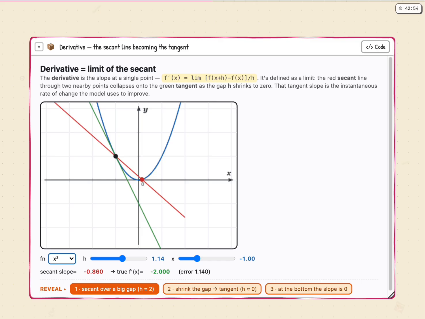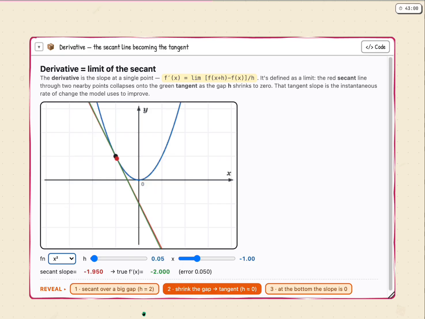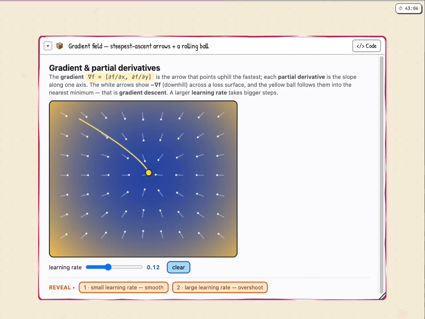A derivative handles a curve in one variable, but a real model has millions of variables, so we need the multidimensional version, and it's called the gradient. The gradient is just a bundle of slopes, one partial derivative for each direction. The partial derivative along the x-axis asks, if I only move in x, how does the error change? The partial along y asks the same for y. Bundle them together into a vector, and that vector, the gradient, points in the direction of steepest descent, straight uphill.